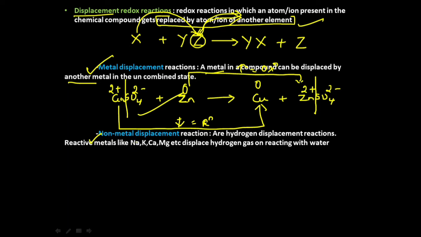Then non-metal displacement reactions. So here these are nothing but hydrogen displacement reactions, where hydrogen is displaced. Hydrogen gets displaced in such reactions. Like, there are some reactive metals like sodium, potassium, calcium, magnesium. Why are these reactive? Generally they are S block elements, and as you know, S block elements are of two categories, that is alkaline earth metals and alkali metals, isn't it? So both are highly reactive in nature, isn't it?